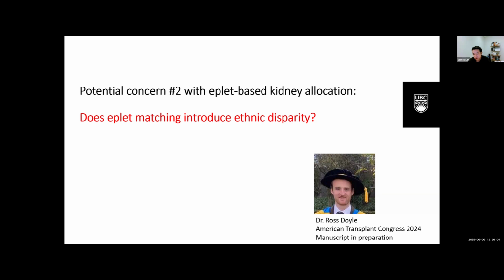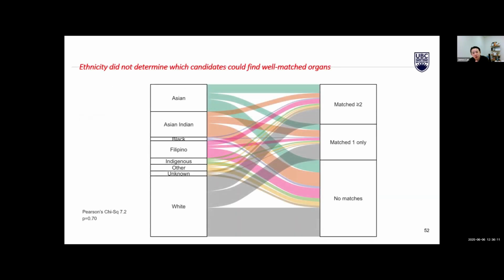Russ Doyle was a fellow working with me just 2 years ago, and he did this analysis that was presented at the American Transplant Congress last year. We're submitting the manuscript in the next 2 months. What we found was that the ethnicity of the candidate really did not determine whether they could find well-matched organs. Between Asians, non-Asians, Indigenous, and Caucasian, their ability to find well-matched organs really did not differ. That gave us some confidence that this allocation strategy is not going to introduce ethnic disparity.